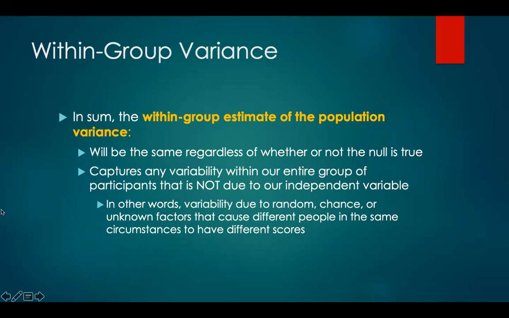So in sum, the within group estimate of population variance will be the same regardless of whether or not the null is true, and it captures any variability within our entire group of participants that is not due to our independent variable. In other words, variability due to random chance or unknown factors that cause different people in the same circumstances to have different scores.